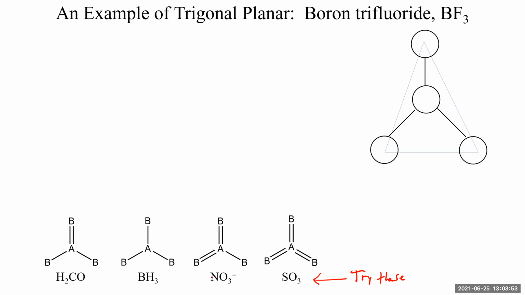The nitrate ion is one of the polyatomic ions that you need to memorize its formula and charge for. And sulfur trioxide, this is not a polyatomic ion. This is a neutral molecule that is often confused with the sulfite ion. But the sulfite ion has a 2 negative charge.